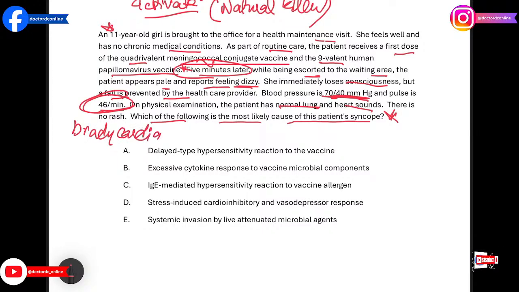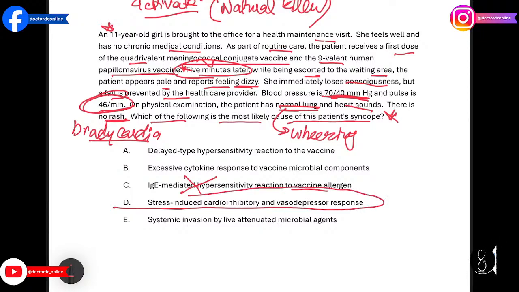In anaphylactic reaction, we are having tachycardia. And secondly, the patient has normal lungs, but in anaphylactic reaction, there is wheezing. There is no rash, but in anaphylactic reaction, there is a rash on the skin. So, it is not a case of IgE-mediated hypersensitivity reaction to vaccine allergy. It is the case of a stress-induced cardioinhibitory and vasodepressor response.